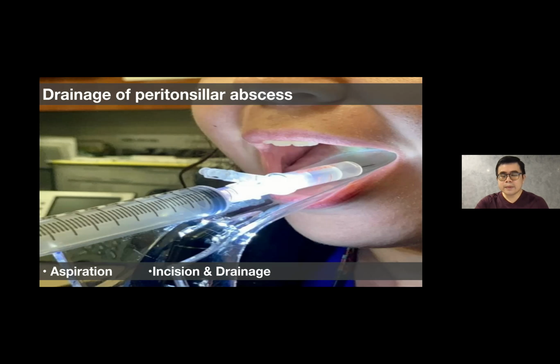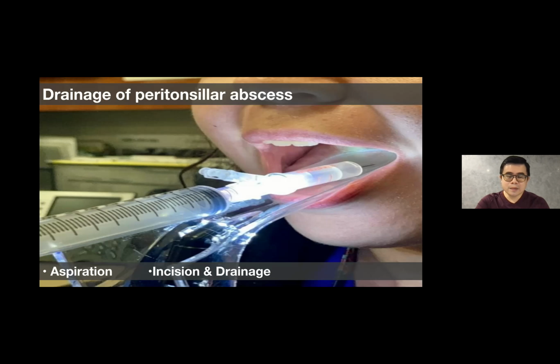So in order to drain the peritonsillar abscess, again, we need to prepare our instruments and make sure, first of all, that we are protected from the AGP. So this time, the aerosols or the droplets that they cough on you will be mixed with pus. Quite a lot of us have been sprayed with pus from peritonsillar abscess before. So make sure that you are fully protected.